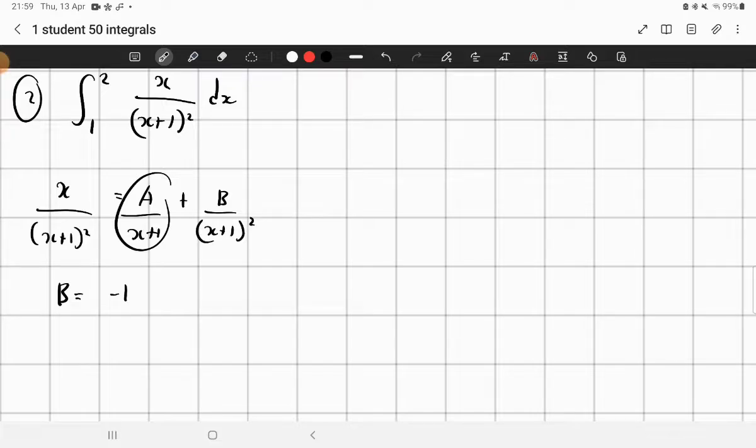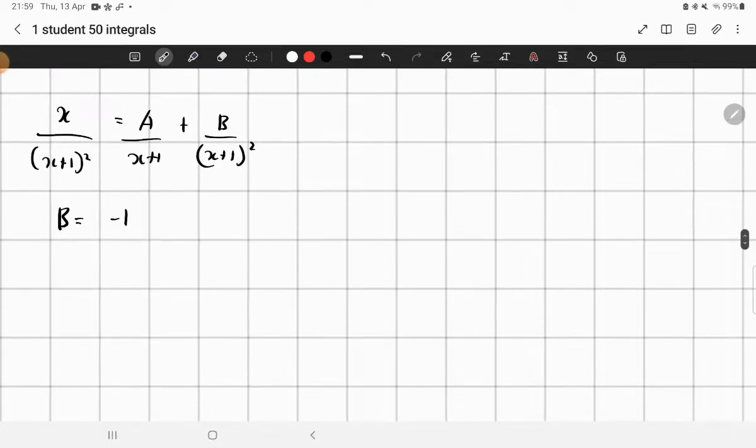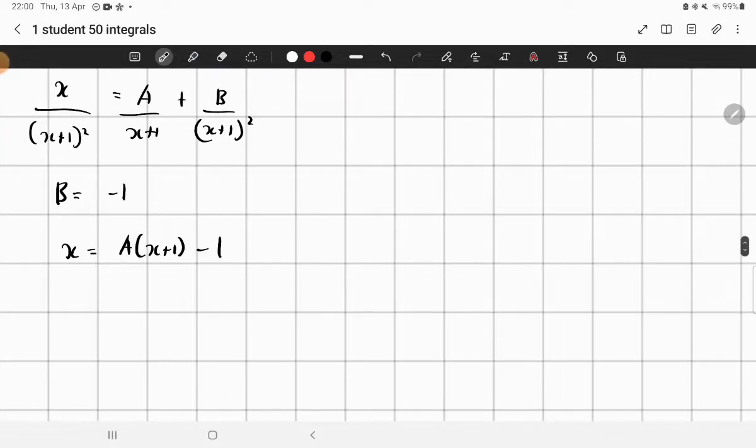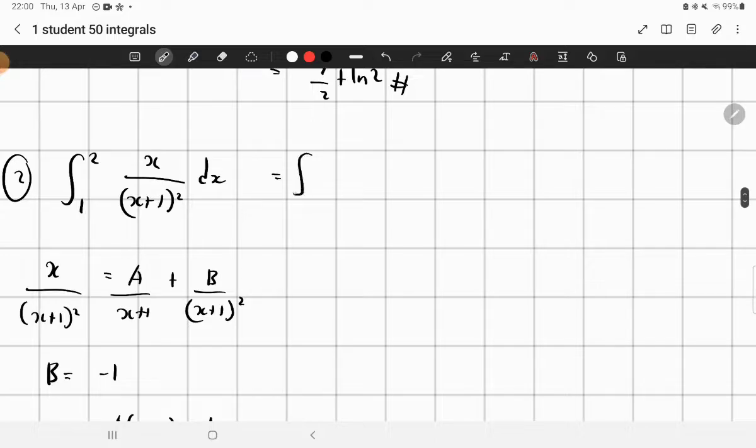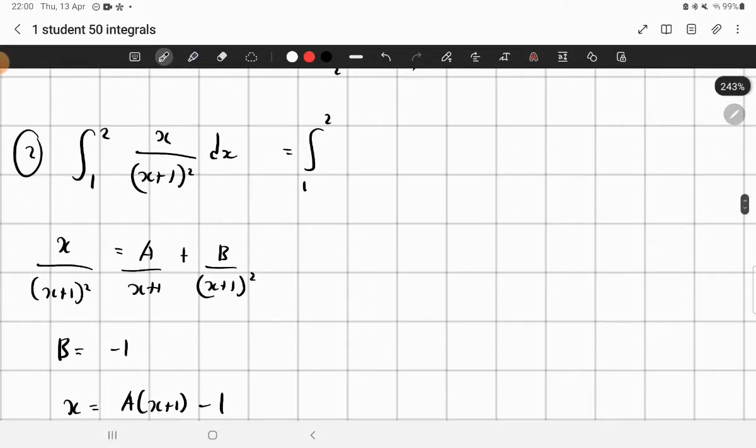But for a over x plus 1, the way you want to solve it is by first creating this equation. We know that b is -1, so you get this, and then you solve for a by substituting any value. Let's say x is 0. When x is 0, we could solve for a very easily. So a is equal to 1, which means that this integral can be expressed as the integral from 1 to 2 of 1 over x plus 1, minus 1 over (x plus 1) squared.